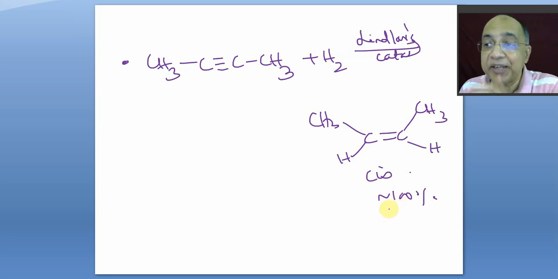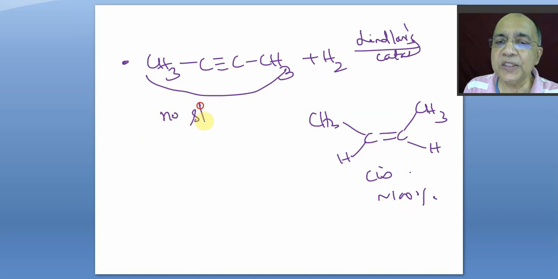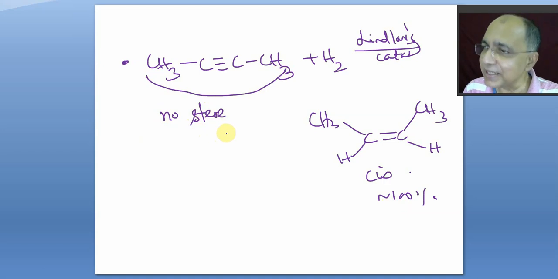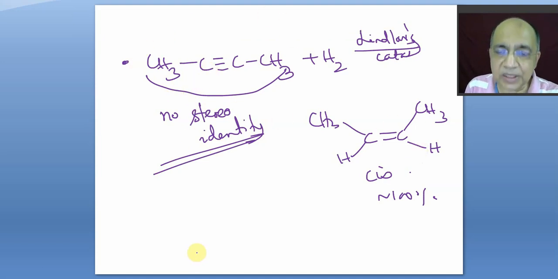Even then, strictly, you cannot coin the term stereospecific, because there is no stereo identity of the reactant. For a stereospecific reaction, there must be a stereo identity of the reactant. Had there been stereo identity, if one stereoisomer gave this, the other stereoisomer of this reactant would have given trans. This product is unique, and its diastereoisomer gives a unique product.